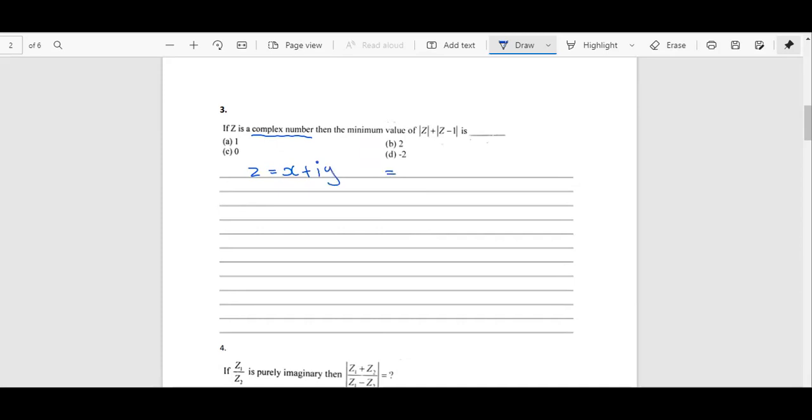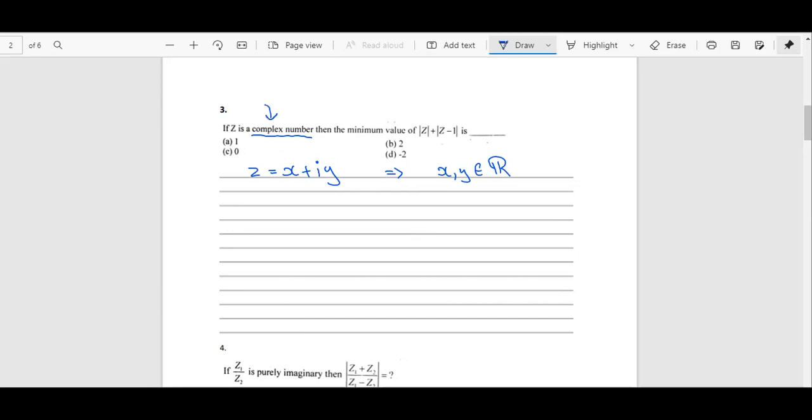So this implies that x and y belong to real numbers, right? This is the definition of a complex number. This is how we define complex numbers. It's not something which you have come across for the first time. This is something that we know from the definition of complex numbers.